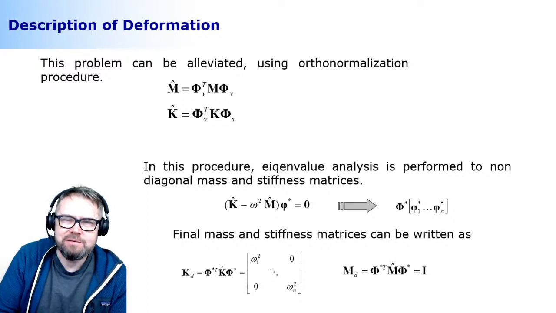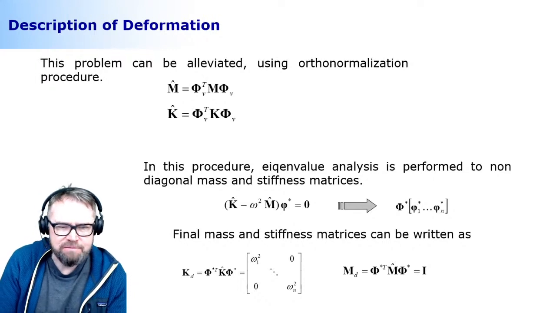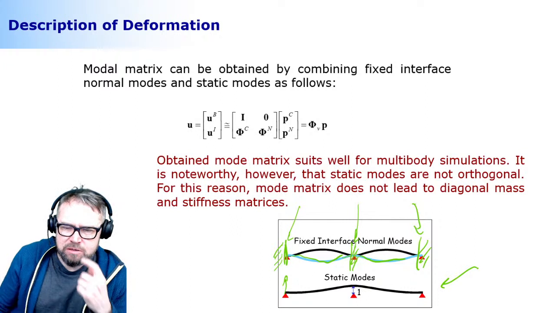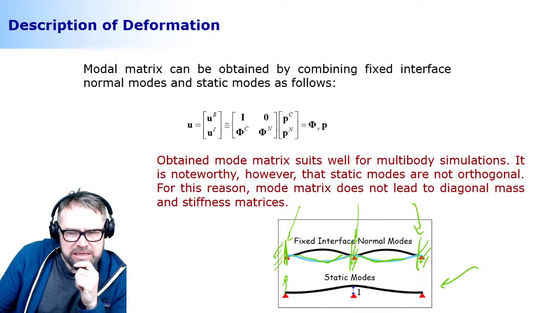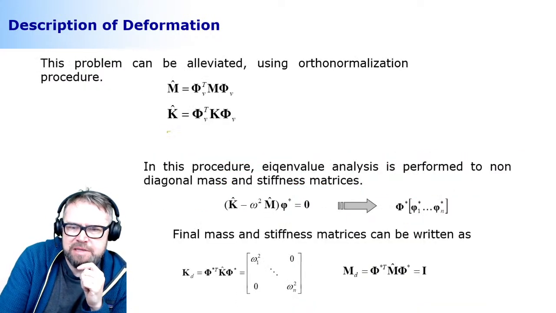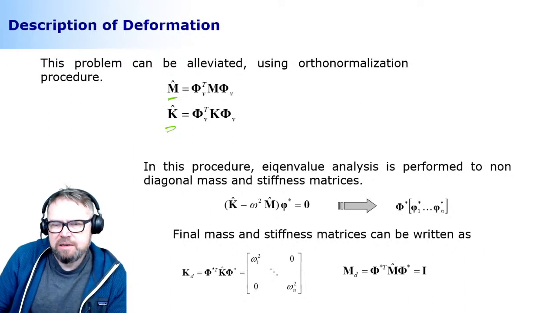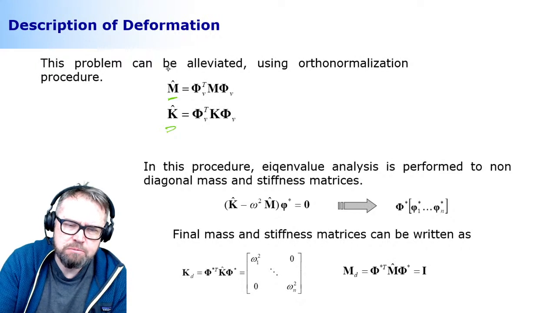There's a minor beauty mistake, if you may. The static correction modes, because they are based on unit displacement, are not orthogonal. That means that the new stiffness and mass matrices are not going to have a diagonal representation, because one set of the modes is not orthogonal. You can fix this by simply conducting an eigenvalue analysis for these matrices again.